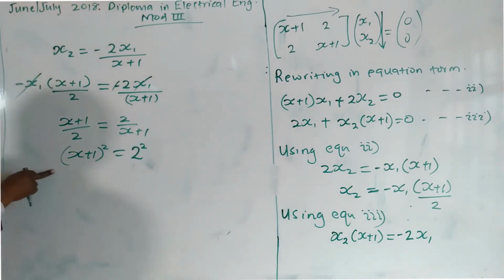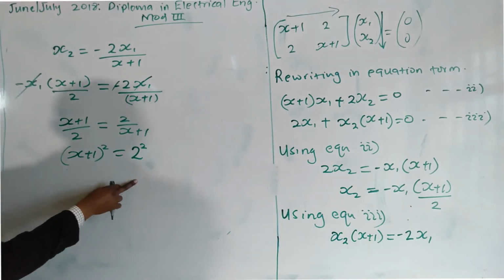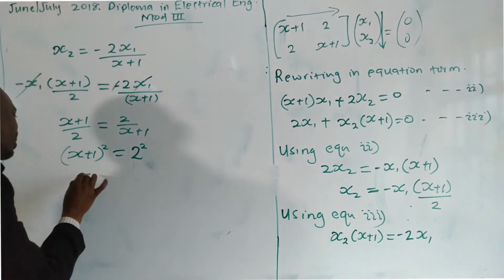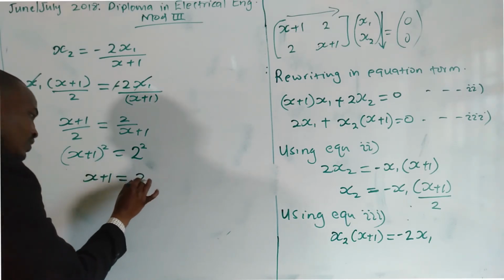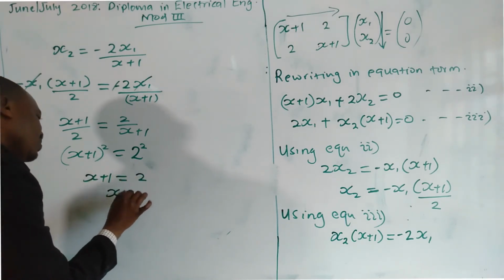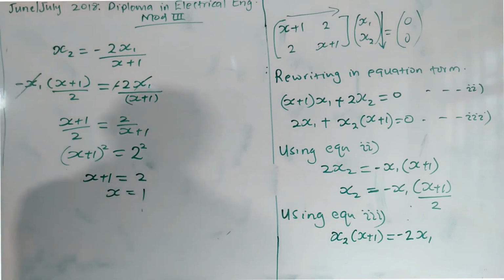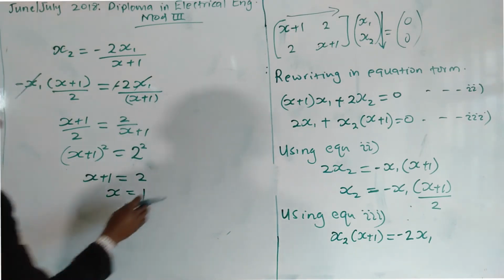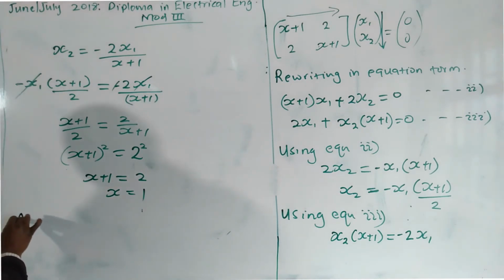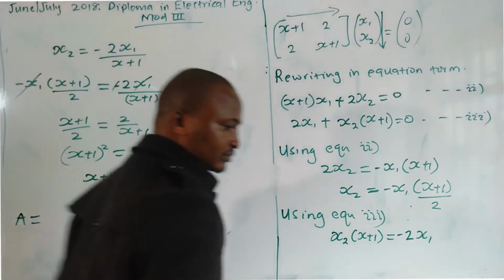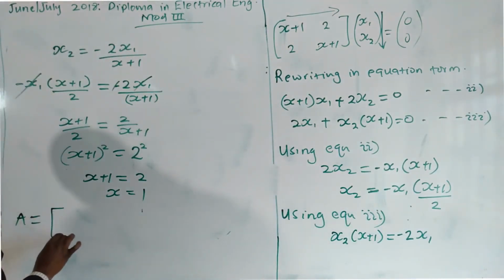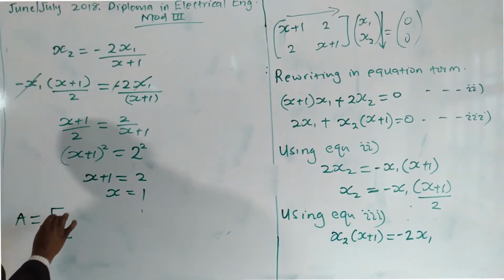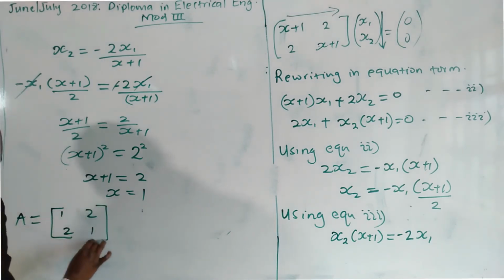Let us find the square root on both sides of the equation. It will be x plus 1 is equal to 2. And therefore, you can see x is equal to 2 minus 1, which is equal to 1. Therefore, our matrix A is equal to 1, 2, 2, 1.